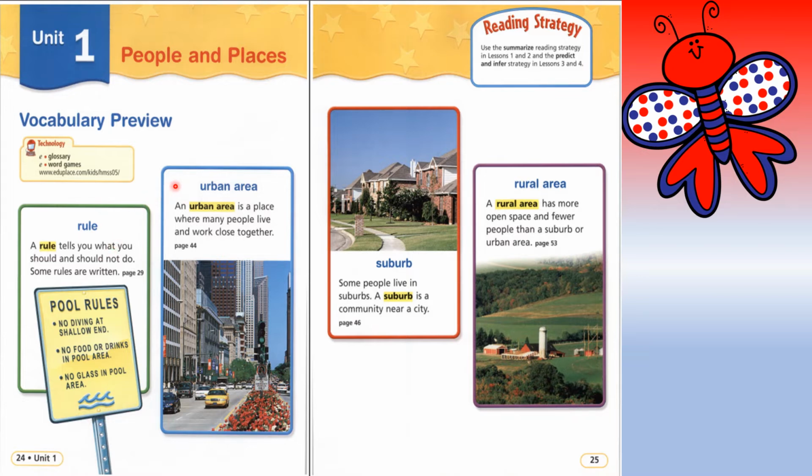Today we're going to be talking about what an urban area is. An urban area is a place where many people live together and work close together. We will discuss a suburb. Some people live in suburbs. A suburb is a community near a city. We will also be discussing what a rural area is. A rural area has more open space and fewer people than a suburb or an urban area.